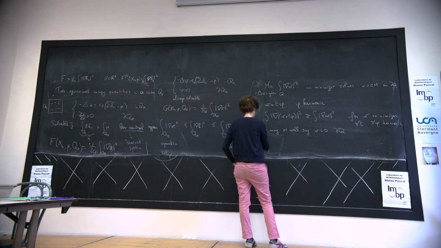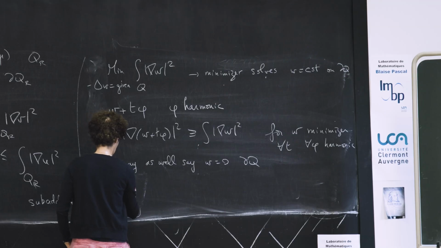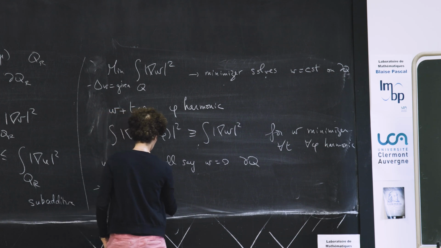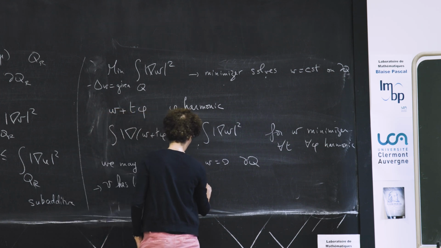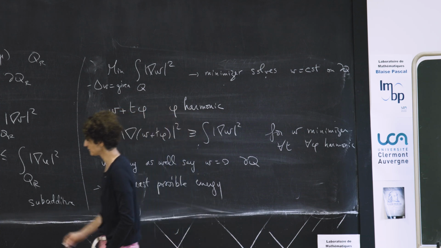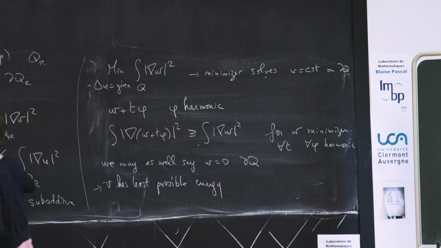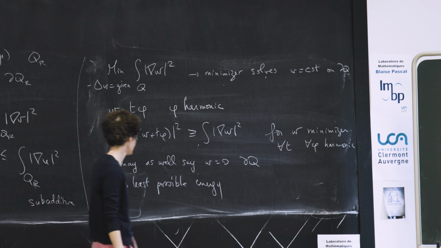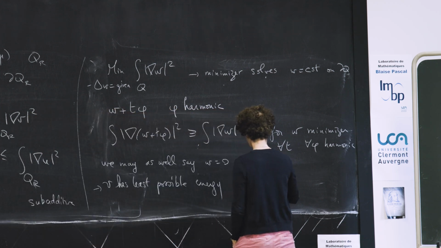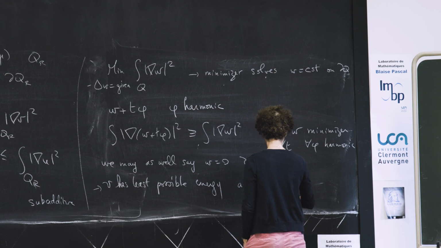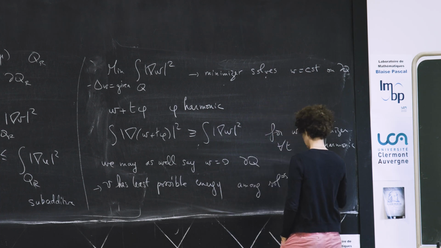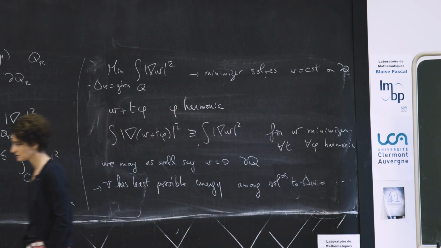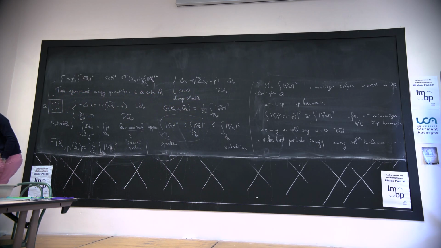So V has least possible energy. In particular, you see this inequality is true, because this one must have less energy than that one, for instance. Okay, and that is going to yield superadditivity in a very simple way.